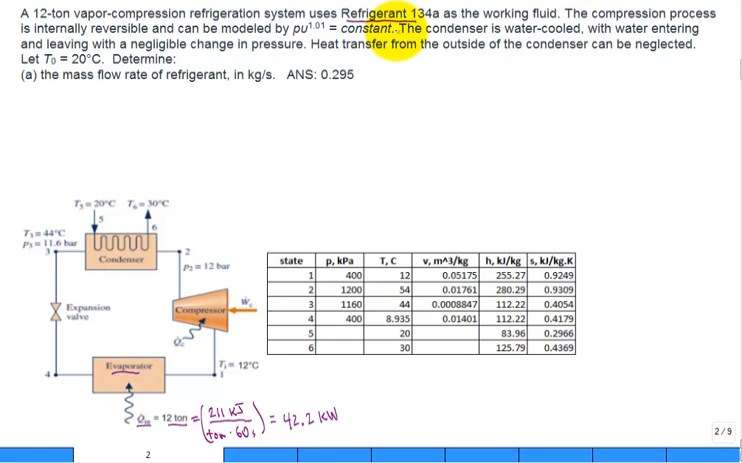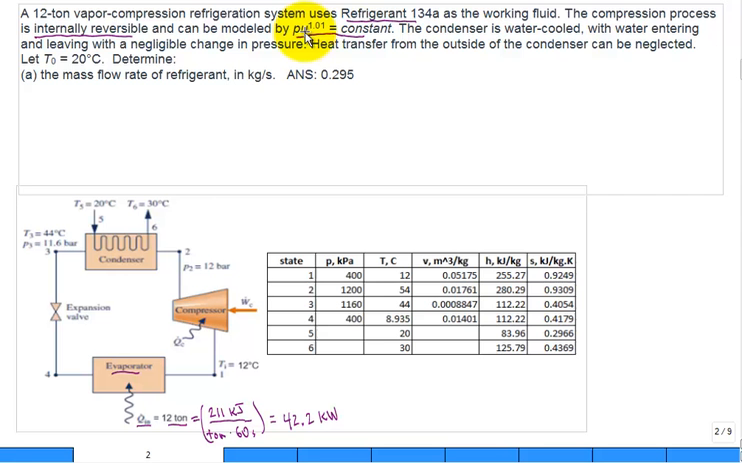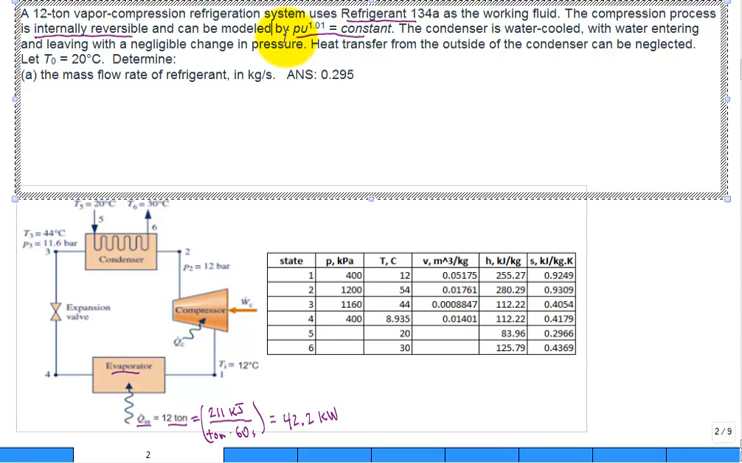Refrigerant 134A is the working fluid. The compression process is internally reversible and can be modeled as PV to the 1.01 is equal to a constant. That is a V. That doesn't look like a V, but it is a V. Maybe I put a V and get rid of that looking like a U there.